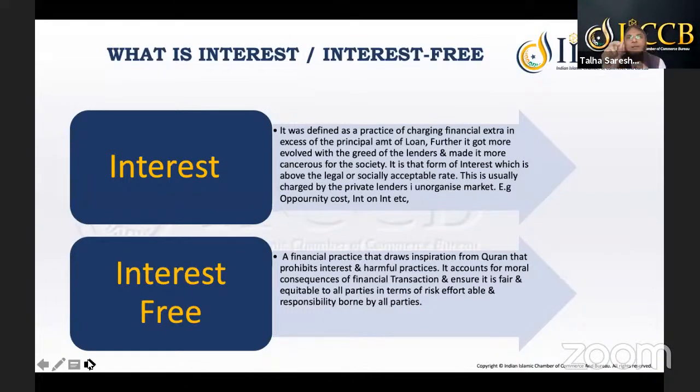It is basic. One is interest and one is the term called usury. Interest is what they charge on your capital, the financial extra in excess of the principal amount of a loan. Further, it evolved with greed, because interest gives more greed to the lenders and made it more cancerous for society. It is that form of interest which is above the legal or socially acceptable rate. That is called usury. Generally, I would give the example of credit card payments.